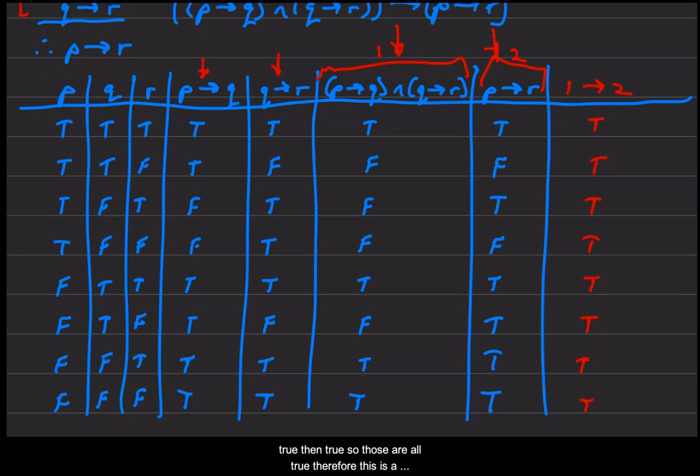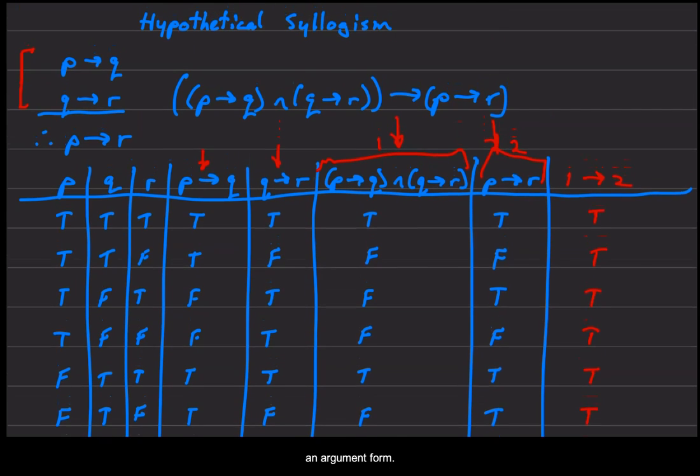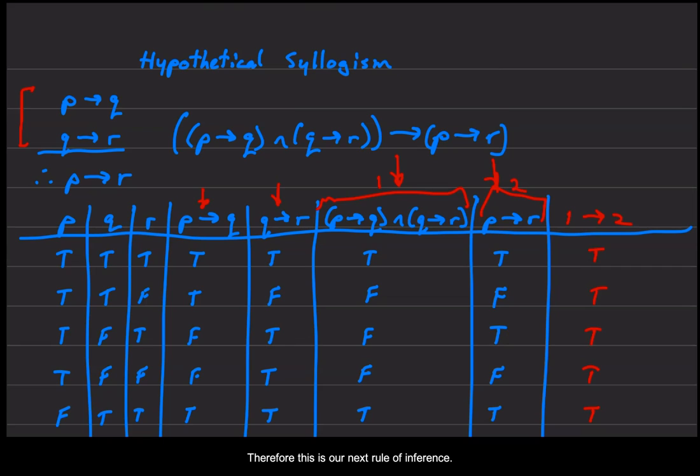Therefore, this is a tautology. Therefore, this is an argument form. And therefore, this is our next rule of inference. And that is the proof that hypothetical syllogism is a tautology.